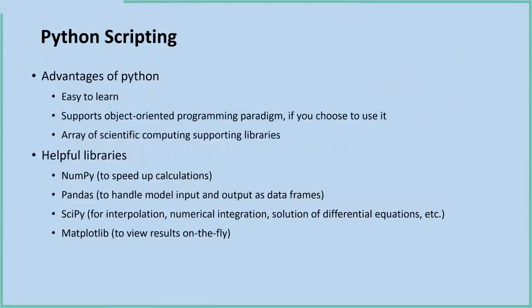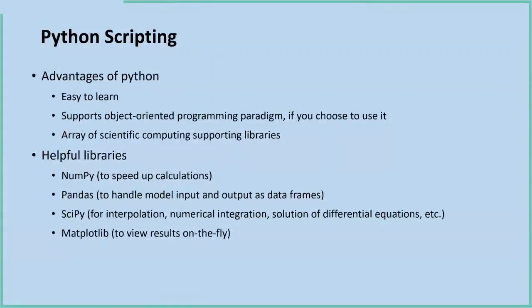So why Python? Why use Python for a scripting language? It offers a number of advantages. It's relatively easy to learn compared to some other languages. It supports an object-oriented programming mindset if you prefer to work with that. And most importantly, it offers an array of scientific computing libraries that can be used for all sorts of calculations to support your FreakC or FAST model.